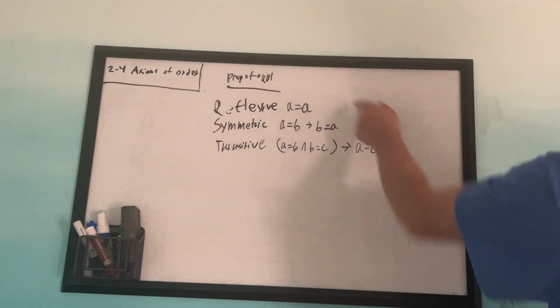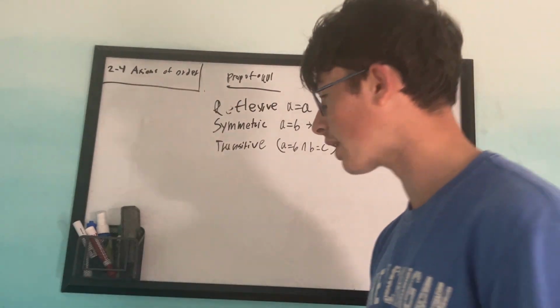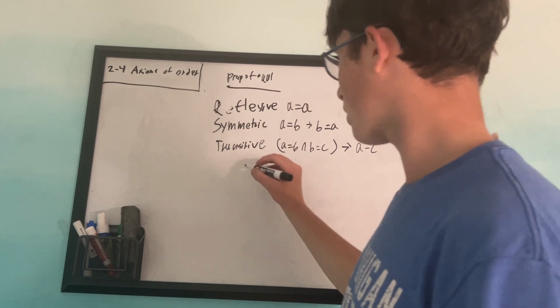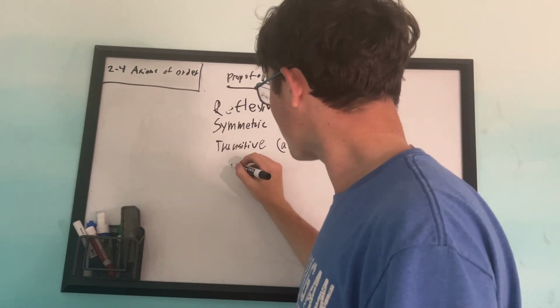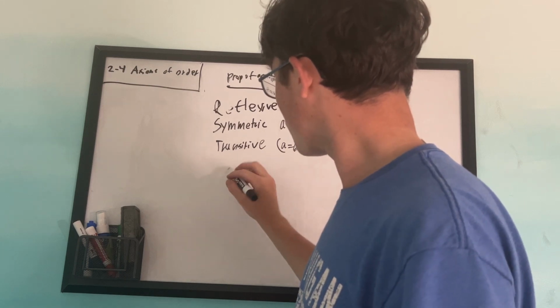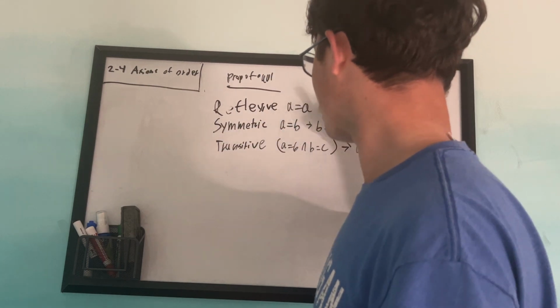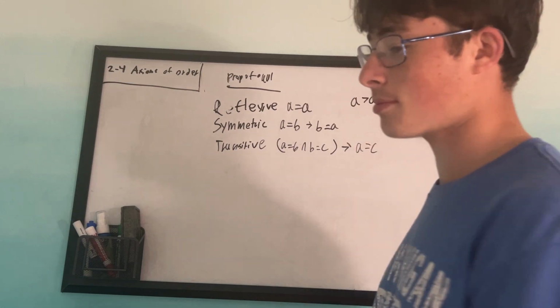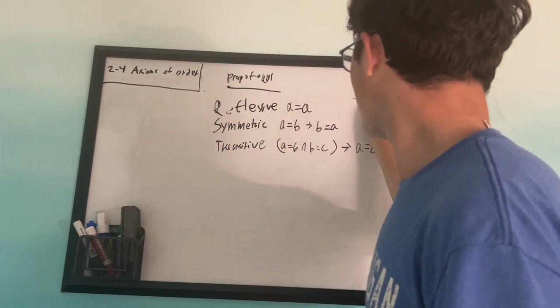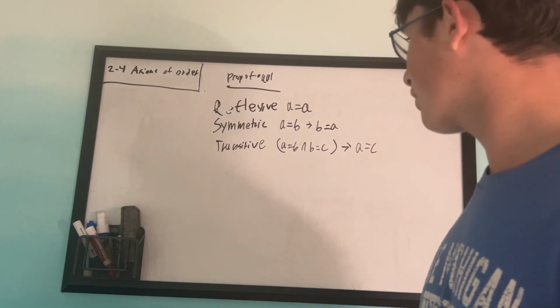We have all these for equalities, but we only have two equivalences for inequalities. The one that we don't have is reflexive, because think of the statement A is greater than A, it just doesn't make any sense. But the other two have equivalence.